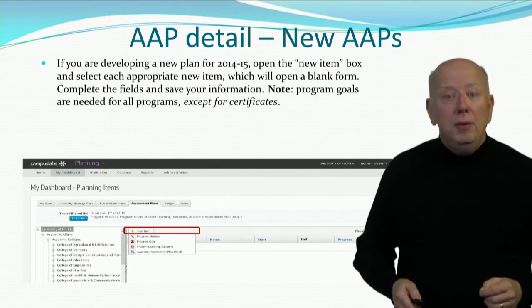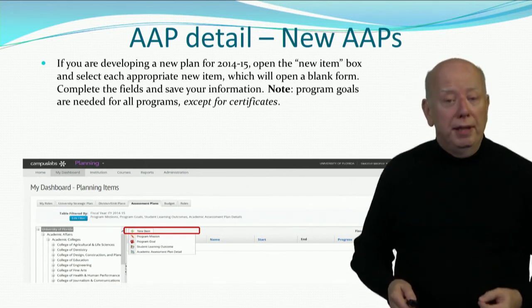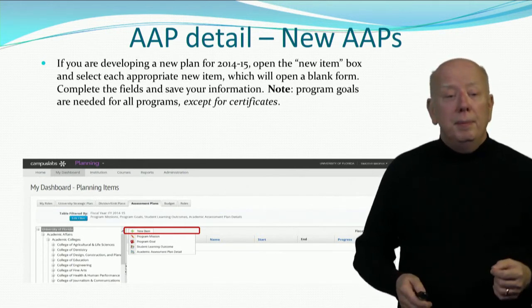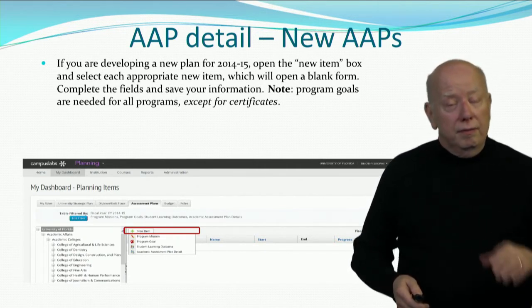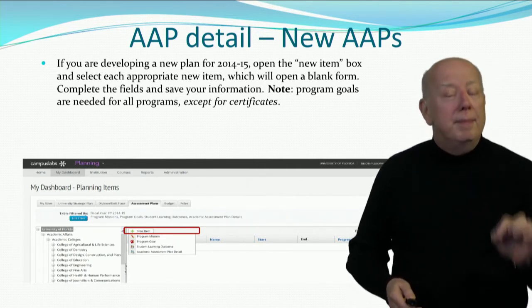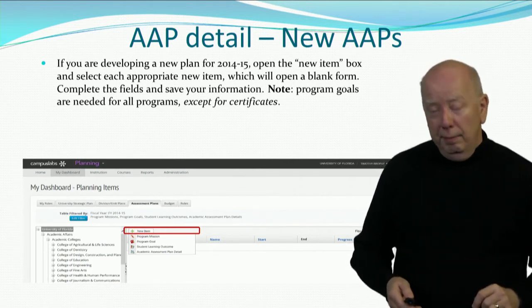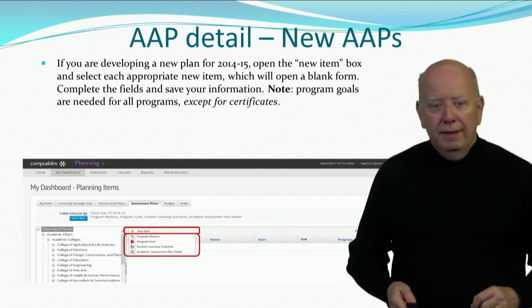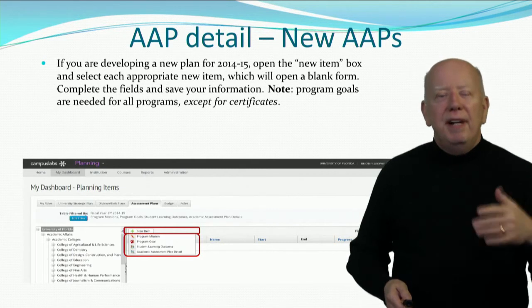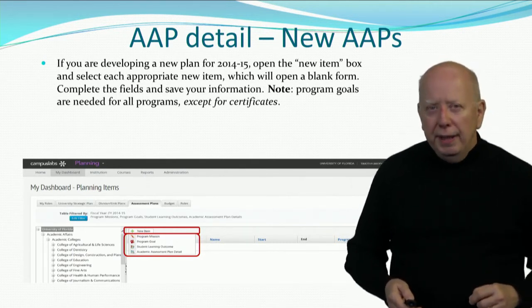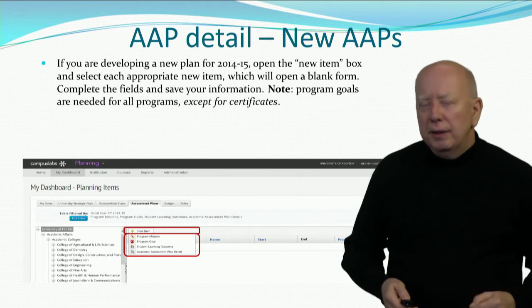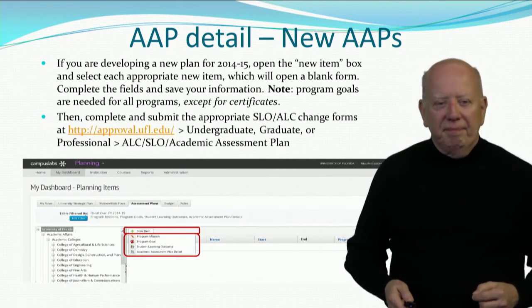Again, this is only for the new academic assessment plans if you're filling out a blank form. Program goals, remember, are only needed for degree programs. Certificates do not need program goals. There's another example, where I've highlighted all of the different kinds of new items that you could open up in the AAP detail new item section.